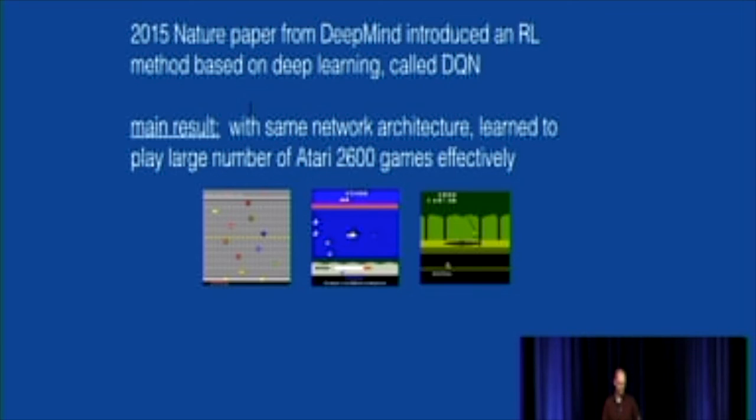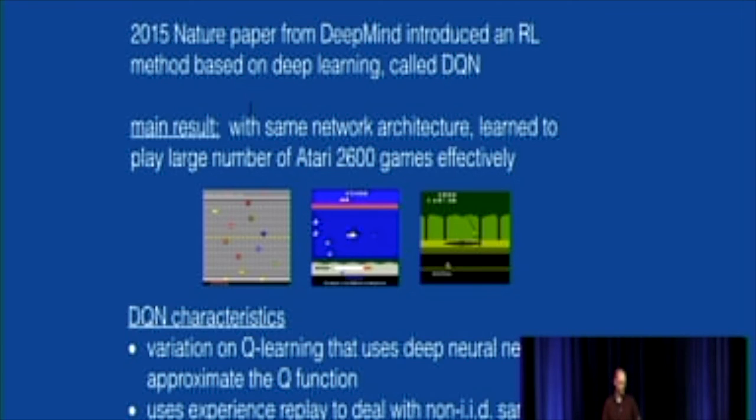If you look at the algorithm DQN, then, well, it's just a variation on Q-learning in a sense that it uses deep neural networks to approximate the Q function. And it has 2 extra tricks to deal with some of those challenges that I mentioned before. So one of the challenges was that your samples are correlated. So what they do is they use experience replay to deal with this. And that means that you store the samples that you observe in a buffer.